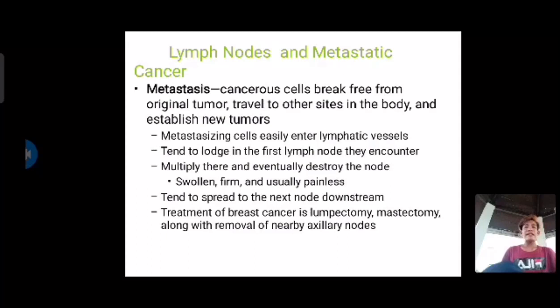Metastasis is when a cancerous cell breaks free from the original tumor. It travels to other sites in the body and establishes new tumors. Metastasizing cells easily enter lymphatic vessels. They tend to lodge in the first lymph node they encounter. They multiply there and eventually destroy the node, which becomes swollen, firm, and usually painless. They tend to spread to the next node downstream. The treatment of breast cancer is lumpectomy and mastectomy along with removal of nearby axillary nodes.